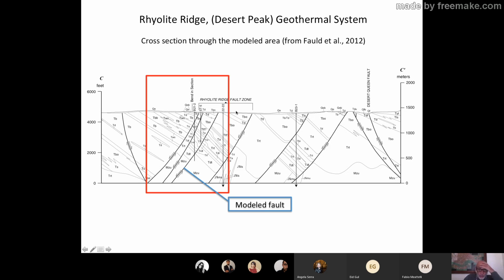The Rhyolite Ridge fault system, as you see, is a set of normal faults that are merging to the west. And I'm going to show the part that we want to model. The model fault is the one here, the last fault of a set of 3 faults.